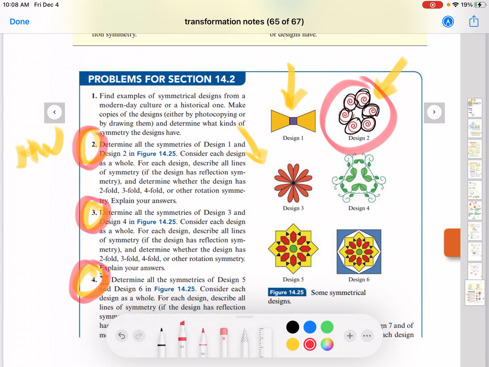So again, these questions, numbers 2, 3, and 4, they just say look at these 6 shapes and say how many lines of symmetry they have and what is their rotational symmetry. And that's it for transformations.